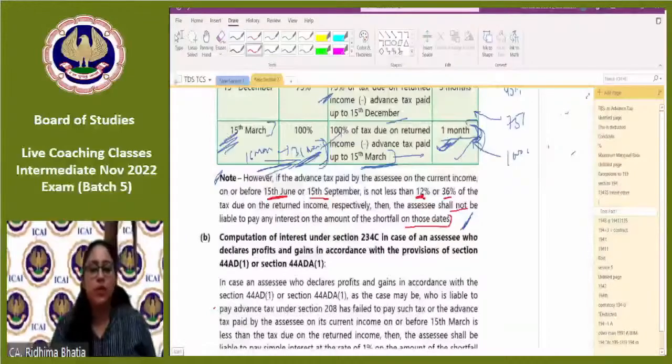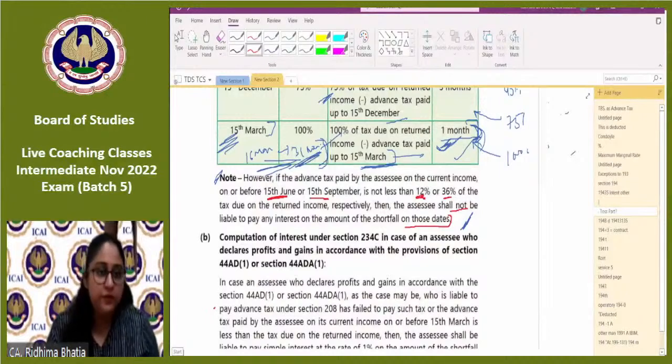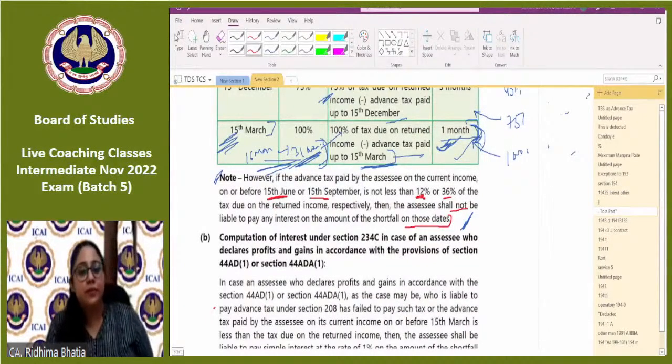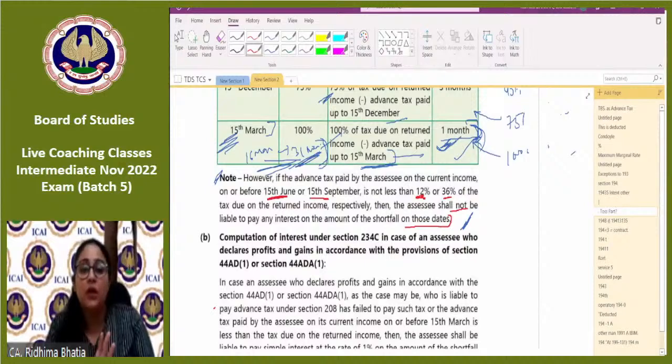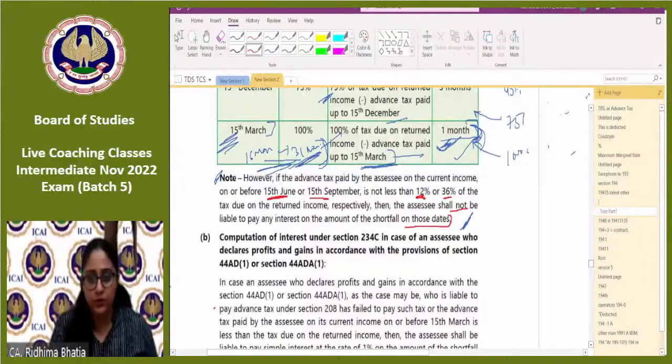Did anyone understand anything after reading this? They are saying that by 15th June and 15th September, instead of 15% or 45%, if you have deposited at least 12% and 36%, then no interest would be calculated. No interest would be applicable for those defaults. For what default? Only for the first installment default and the second installment default.